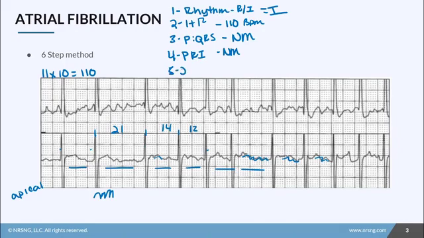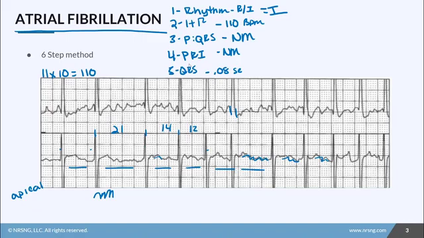Step 5 would be the QRS complex. So let's do this one from here to here. So we have about 2 boxes. So that would be 0.08 seconds. And that would be within the normal range. And then in step 6, it would be to identify the rhythm, and it would be atrial fibrillation.